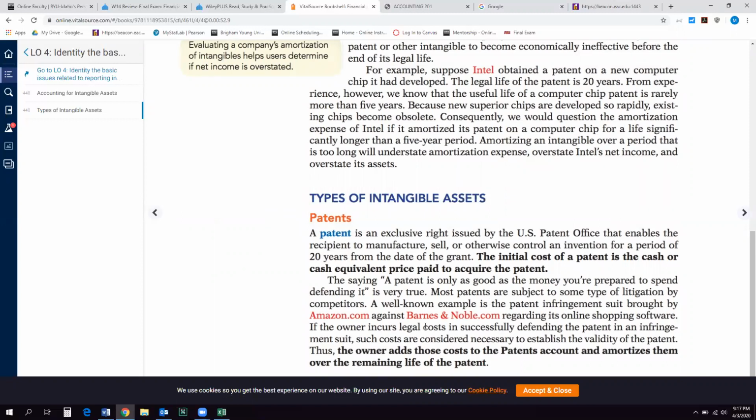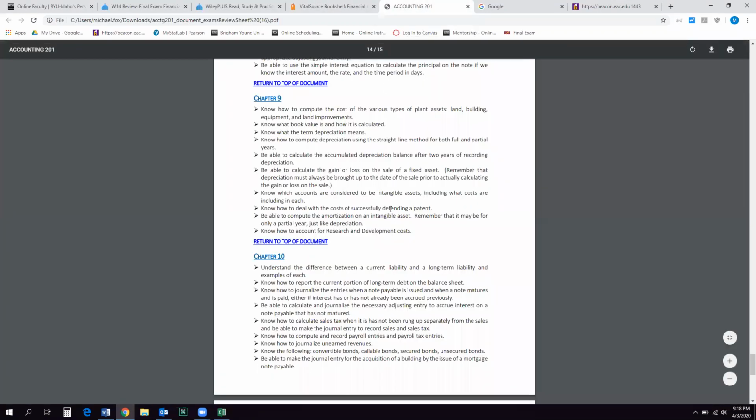So recognize that if an owner incurs legal costs in successfully defending a patent in an infringement suit, such costs are considered necessary to establish the validity of the patent. Thus, the owner adds those costs to the patent account and amortizes them over the remaining life of the patent. So if you have to defend your patent in court, you add those to the cost of the patent and then recalculate your amortization from that point on. Again, not sure why that should make the exam, but I didn't create it.